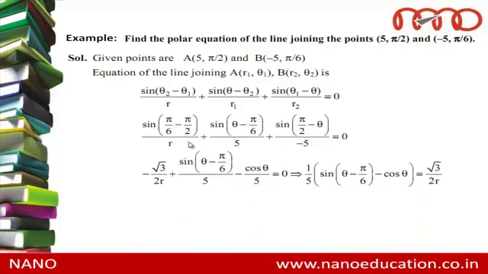We have to simplify this. Simple trigonometry. So we get sine of theta minus pi by 6 minus cos theta is equal to 5 root 3 by 2r. This will be the equation of the straight line in polar form of the line passing through the given two points.